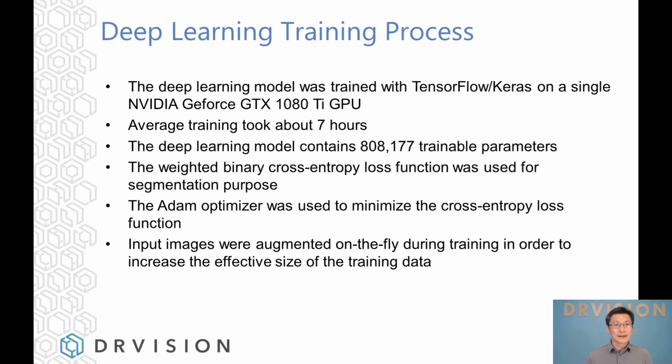The input images were augmented on the fly during the training. This is to increase the effective size of the training data. The augmentation may include rotation, flipping the image, elastic transformation, and adding Poisson noise to make more variety for the training and make the algorithm more robust for different variations of images.